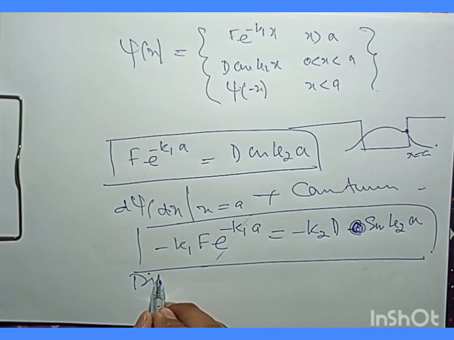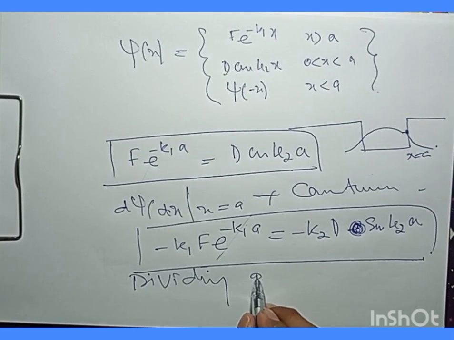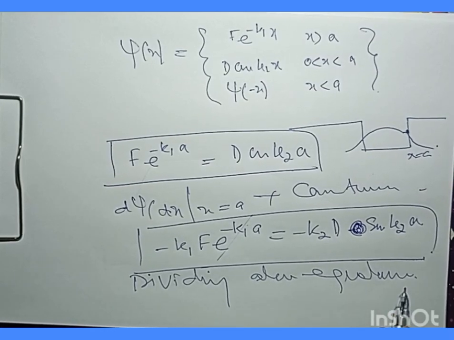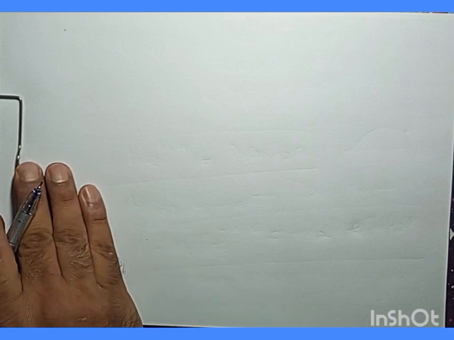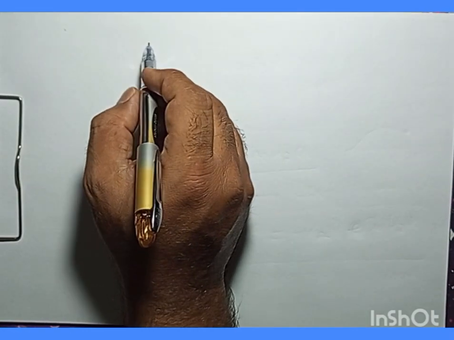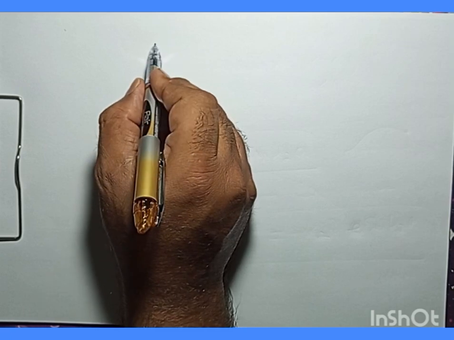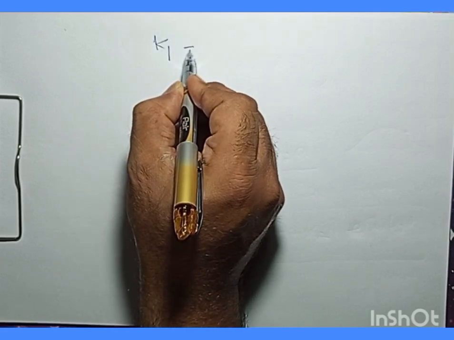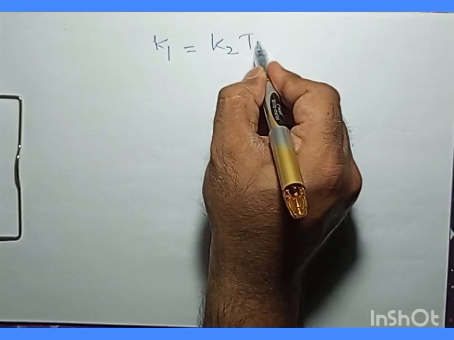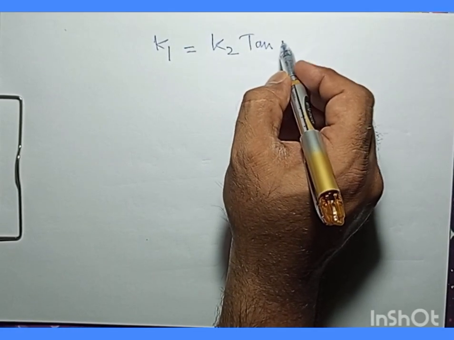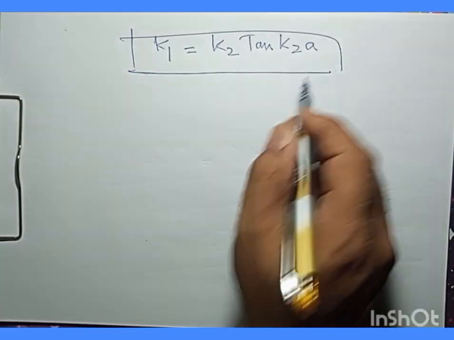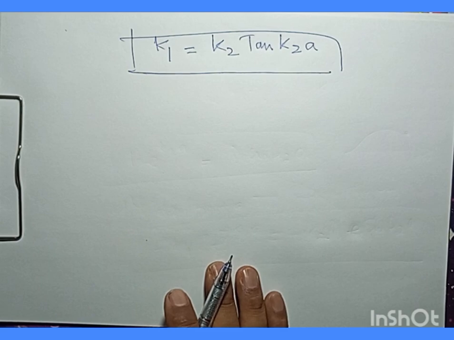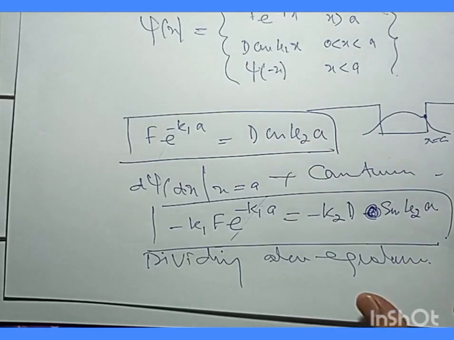So what we can do is divide the above equations. When we divide these equations, what we come up with is k1 equal to k2 tangent of k2 a. This is the result that we obtain by dividing these two equations. It's a simple division between this and this.